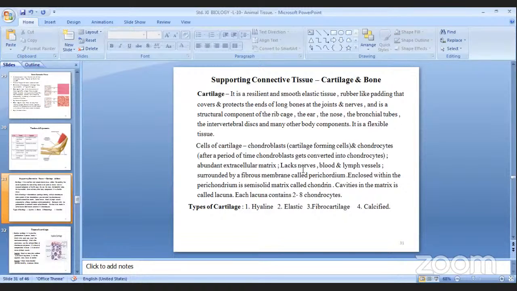It lacks nerves, blood, and lymph vessels, and is surrounded by a fibrous membrane called perichondrium. Enclosed within the perichondrium is a semi-solid matrix, which is known as chondrin. The matrix is known as chondrin, and it is enclosed by a membrane known as perichondrium. Then cavities in the matrix are called lacunae. Each lacuna contains 2 to 8 chondrocytes. Now I'll show you a diagram so that you will understand better.